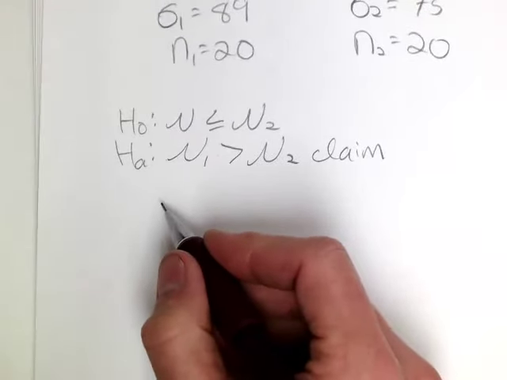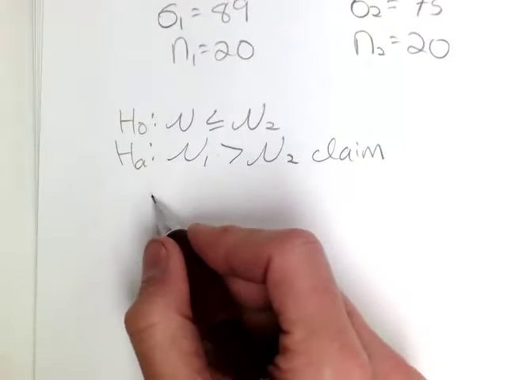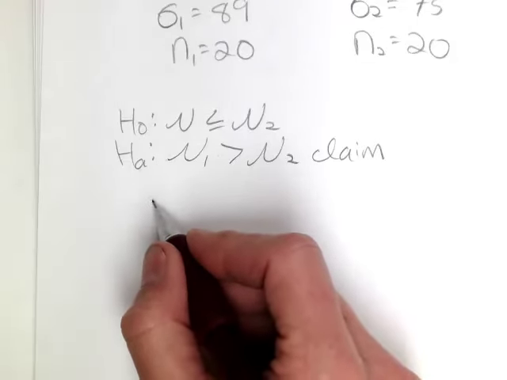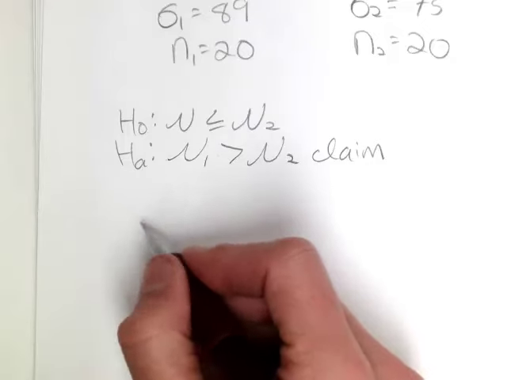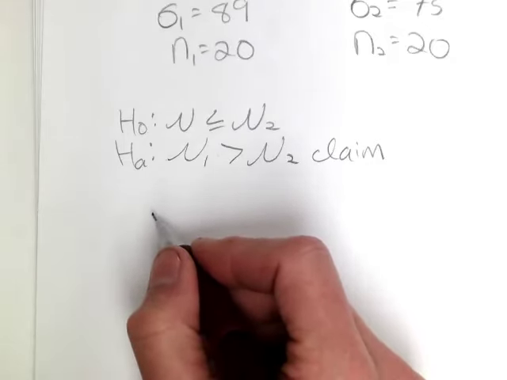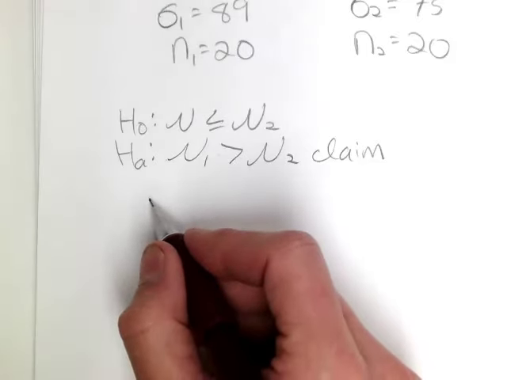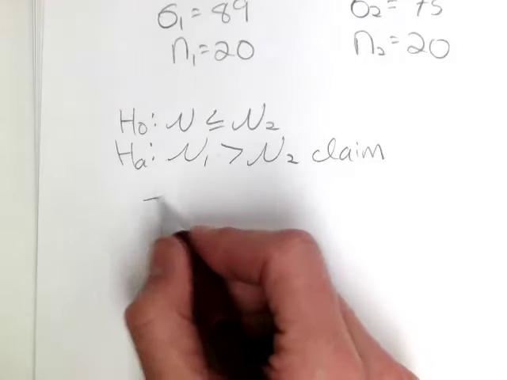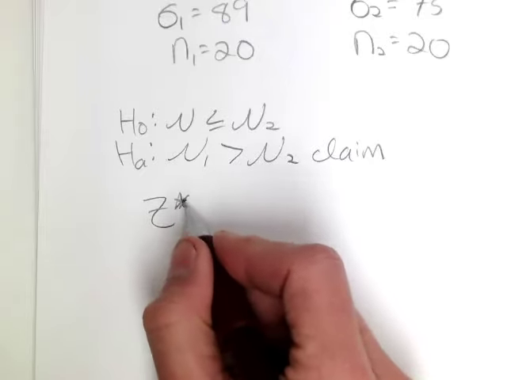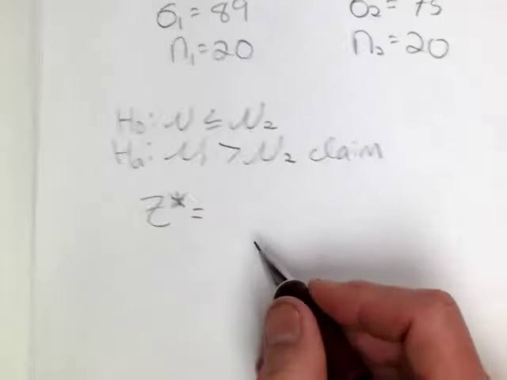Okay, let's go ahead and find the standardized test statistic. I'm going to do this completely in the calculator. In the previous example I put into the course, I did it both by hand and with the calculator. But let's find our standardized test statistic just by using the calculator.